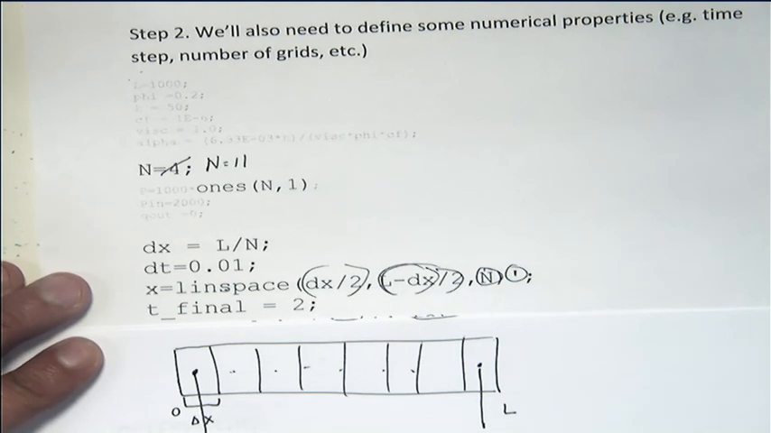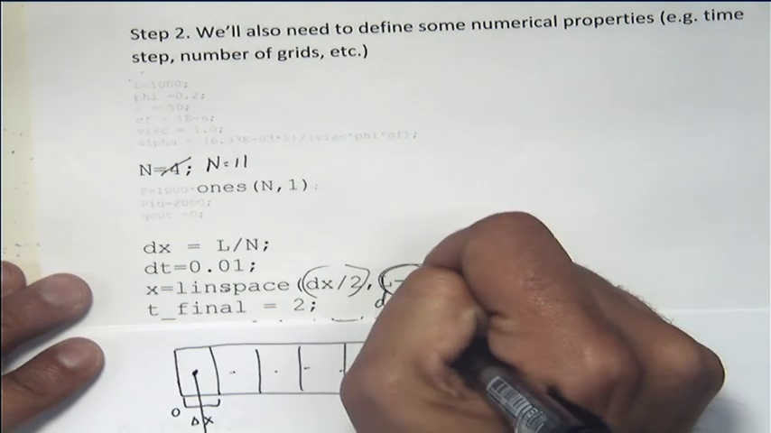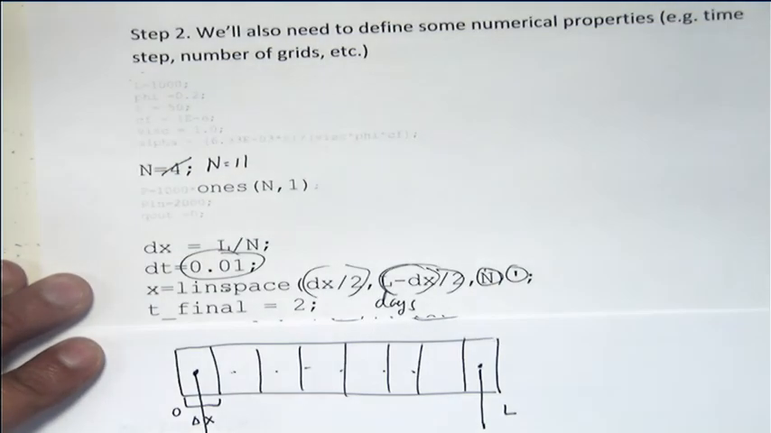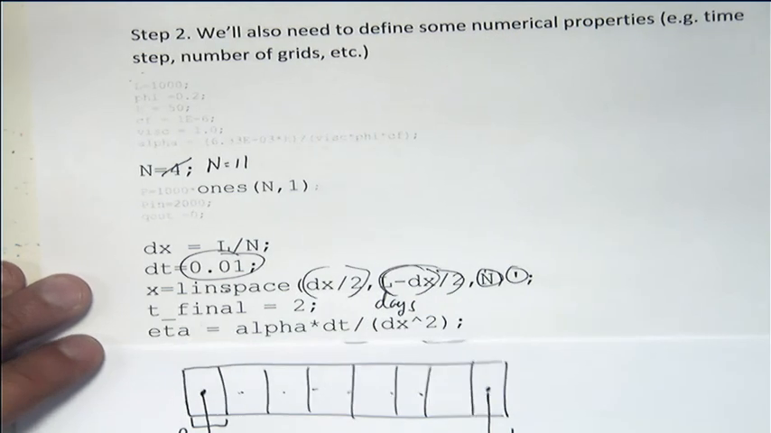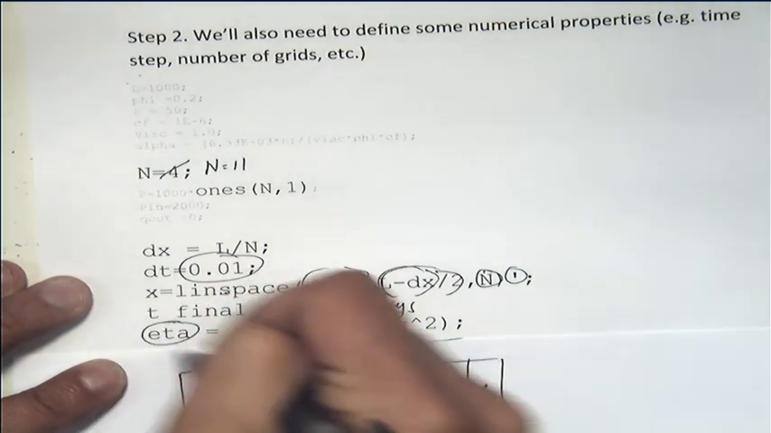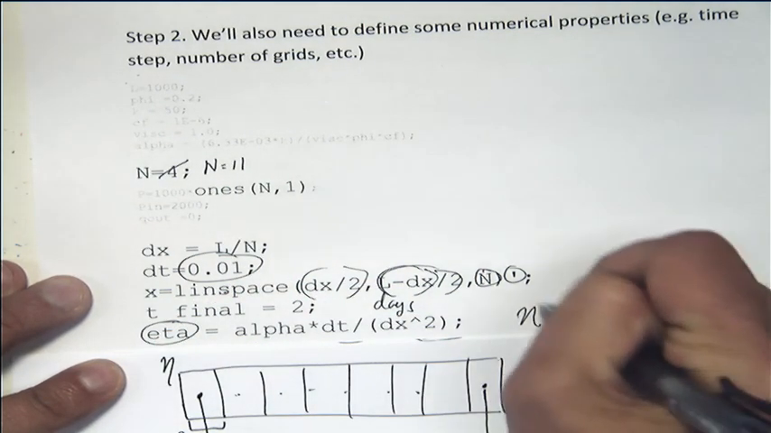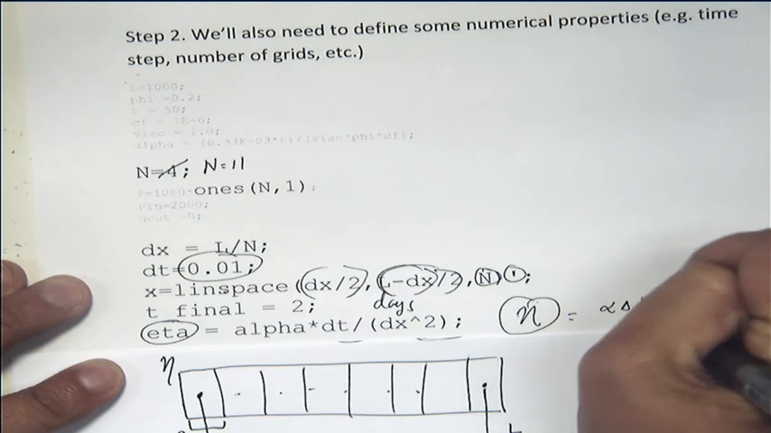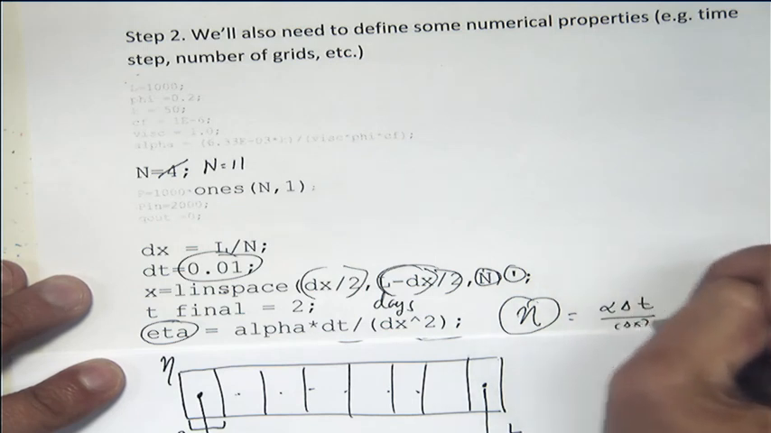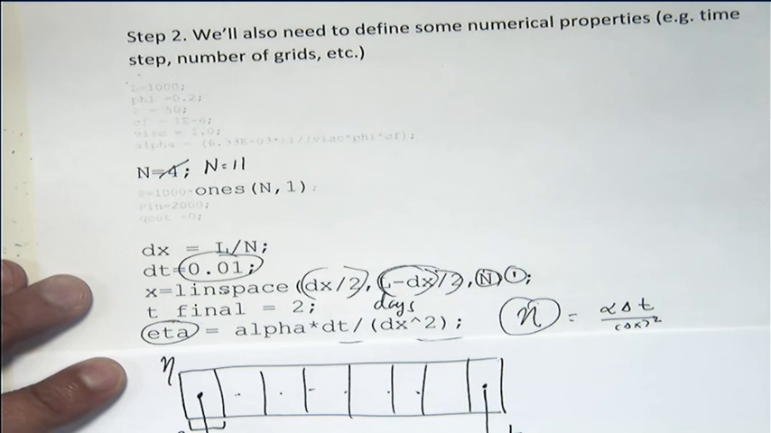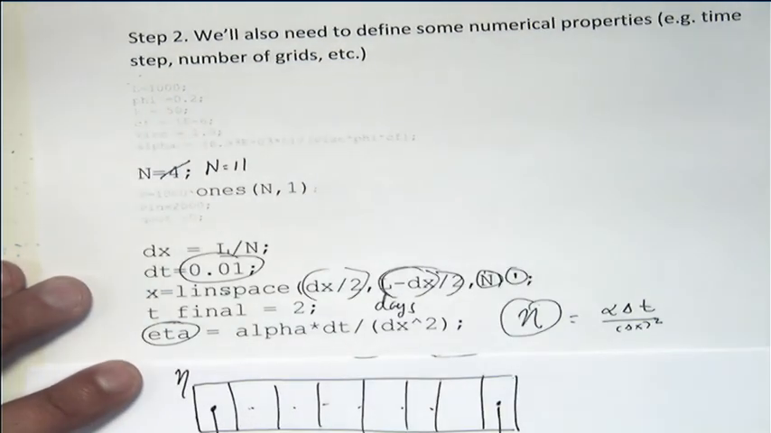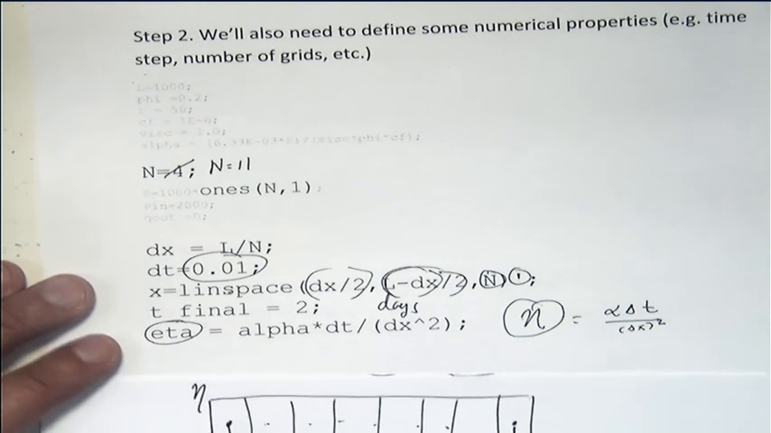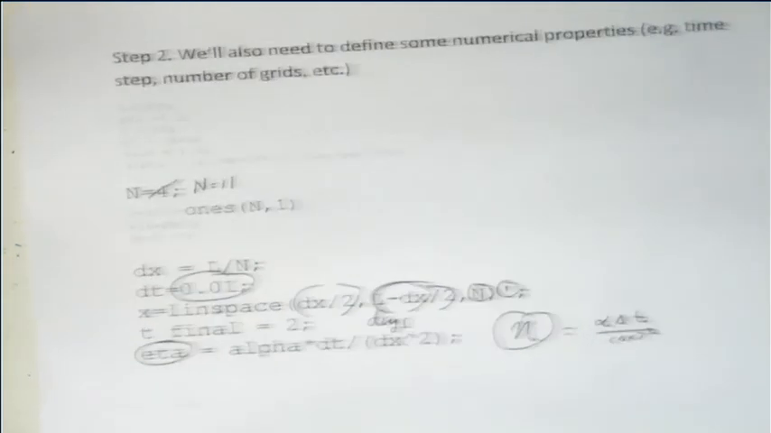The final time is kind of arbitrary, but I said we'll run the simulation until we get to 2 days. Remember, the time step was only 0.01 days, so that seems like it's going to be about 200 time steps. Eta, that was this thing here. Eta is equal to alpha delta t over delta x squared. I already put my conversion constant for alpha, so everything should be dimensionless at this point, and that's all I want to do.